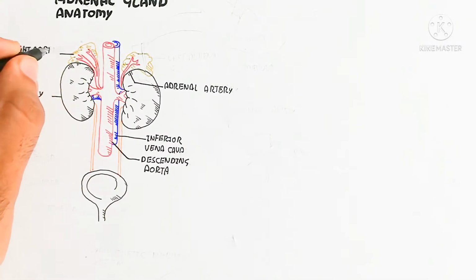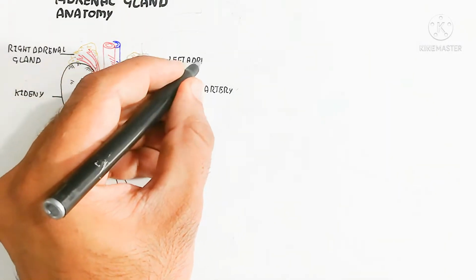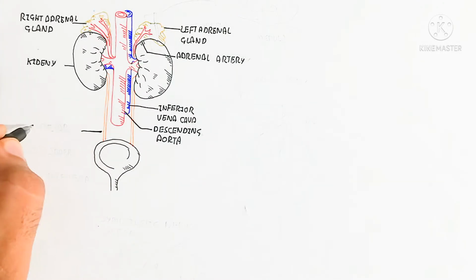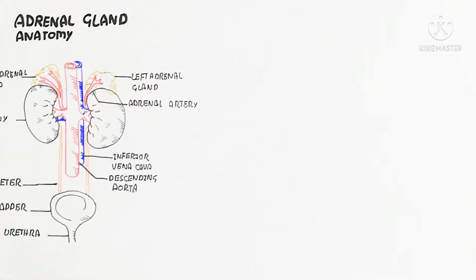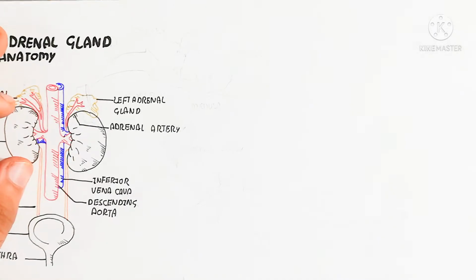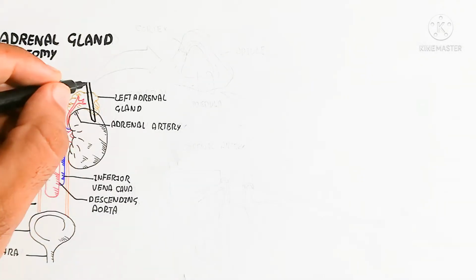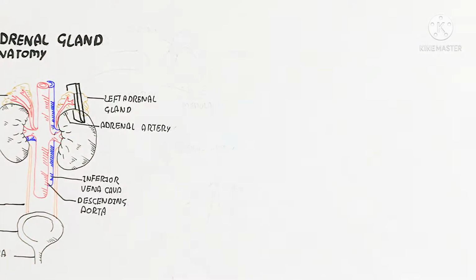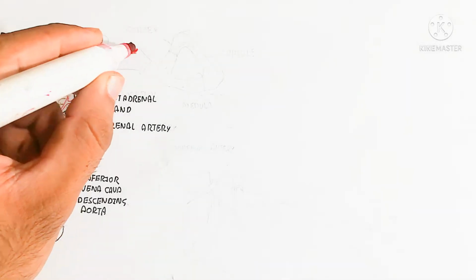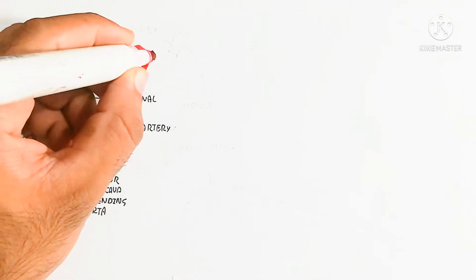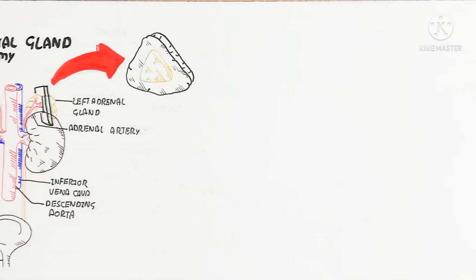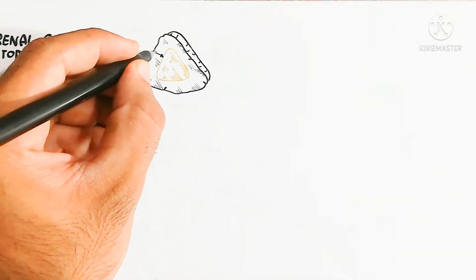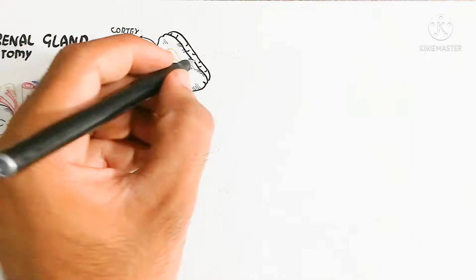When we take a cross section of the adrenal gland to understand it, here are the right adrenal gland and left adrenal gland. In this way the ureter, bladder and urethra look like this. Inside the adrenal gland is the medulla, while the outside is known as the cortex. Here I am giving the cross section of the adrenal gland to understand its inner structure. The cortex produces one type of hormone, while the medulla produces different hormones separately. So let's begin to understand.